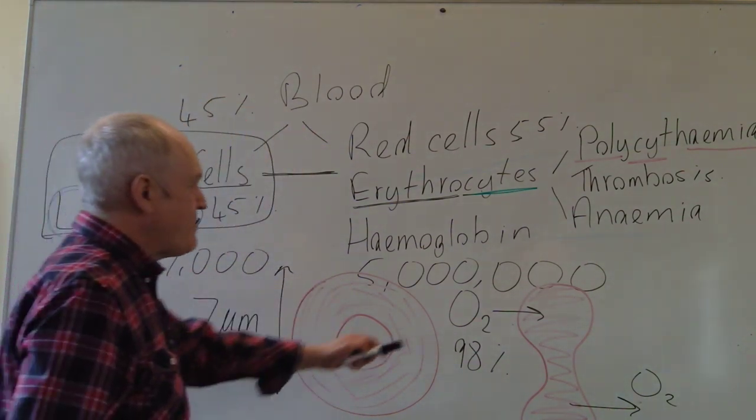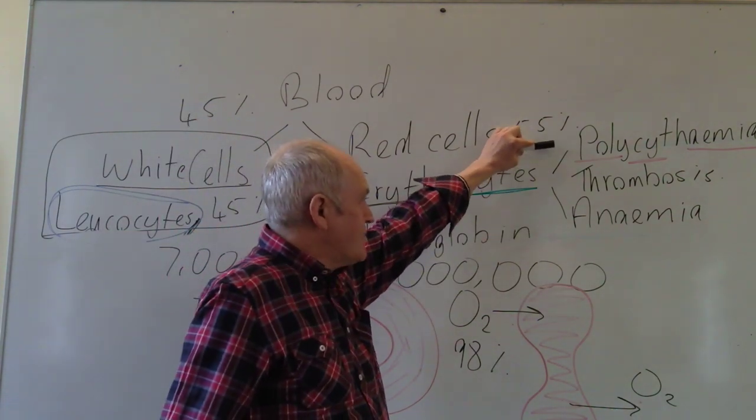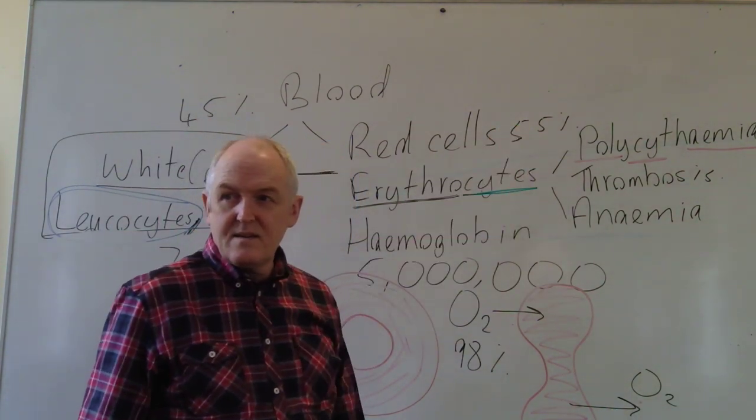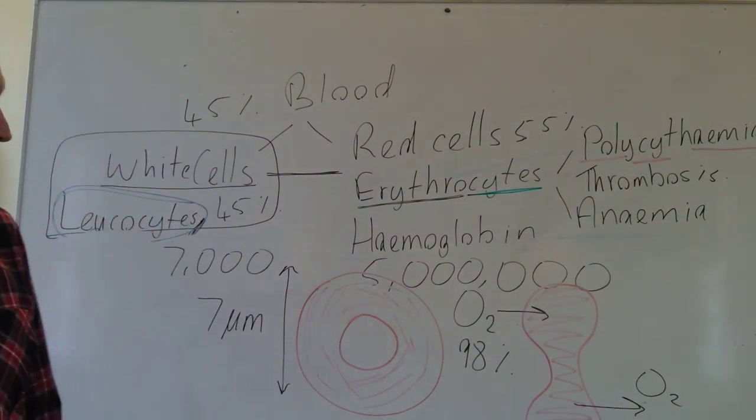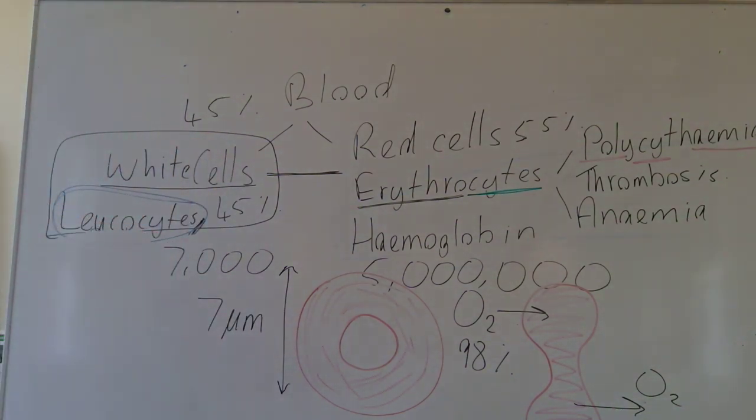So we don't want it too thin because we can't carry the oxygen. We don't want it too thick. So we want the right amount of red cells. We don't want to be anemic, and we don't want to be polycythemic.